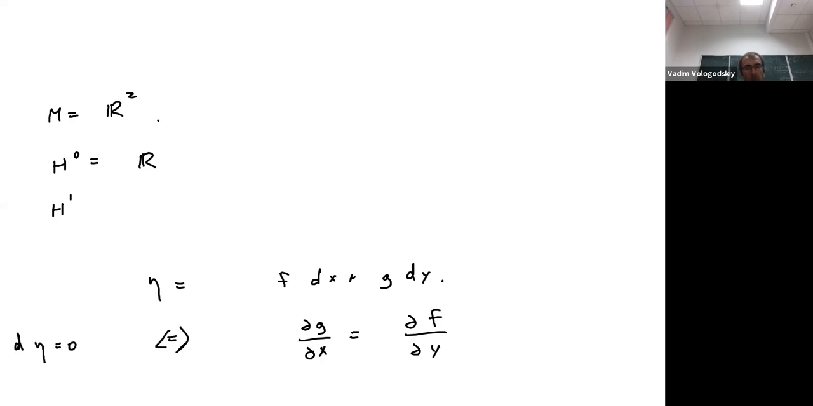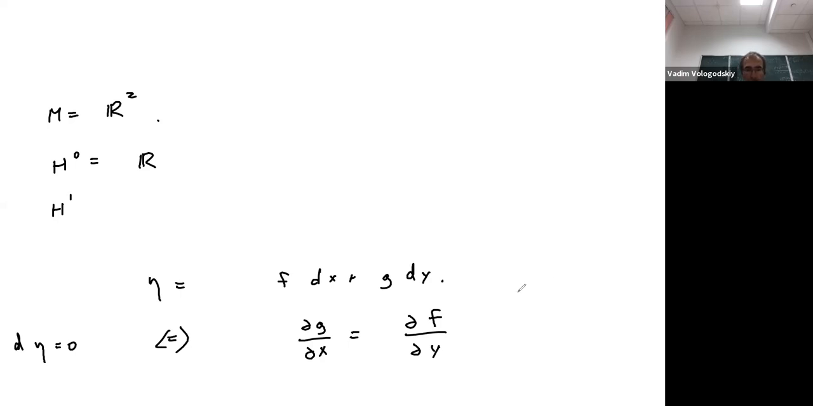You look at one forms. You can write a one form as f dx plus g dy. And you look at closed one forms, which means that the de Rham differential of this is 0. And this means that dg over dx is equal to df over dy. So the differential of eta is 0 if and only if you have this property.